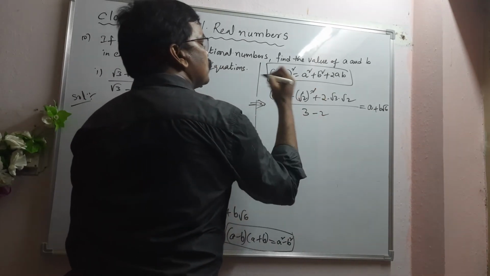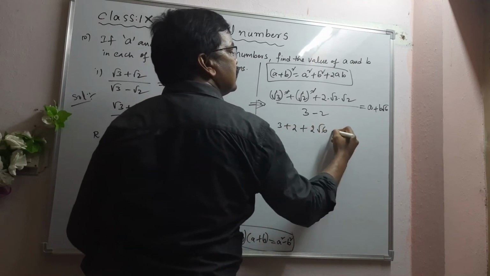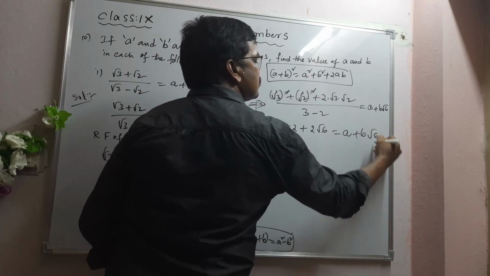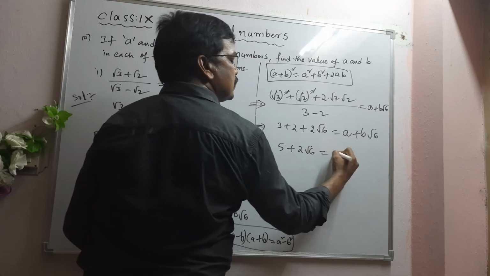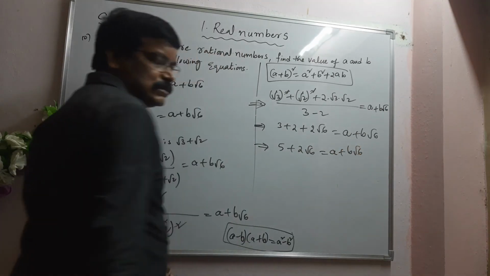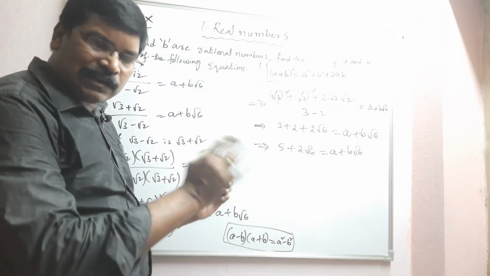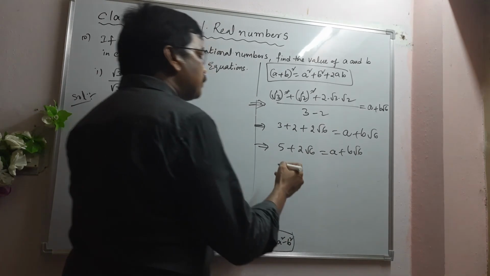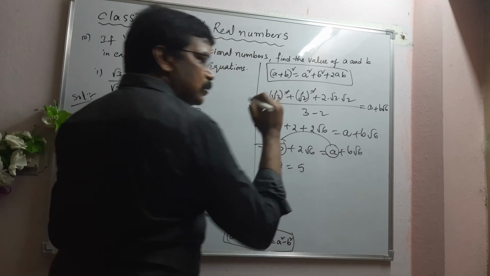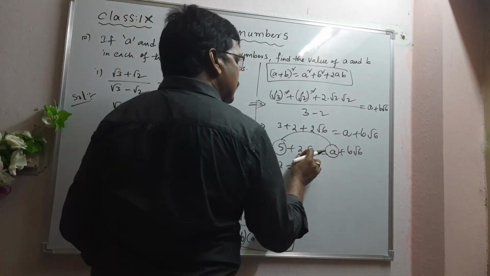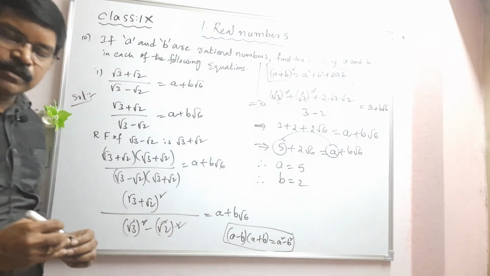Now square root cancel. Finally 3 plus 2 into root 6 is equal to a plus b root 6. So what is 3 plus 2, students? 5 plus 2 root 6 is equal to a plus b root 6. Understand? Here now let us compare both LHS and RHS. Here in the place of a, what is here? 5 is there, so a is equal to 5. In the place of b, here 2 is there, so b is equal to 2. Therefore a is equal to 5 and b is equal to 2.